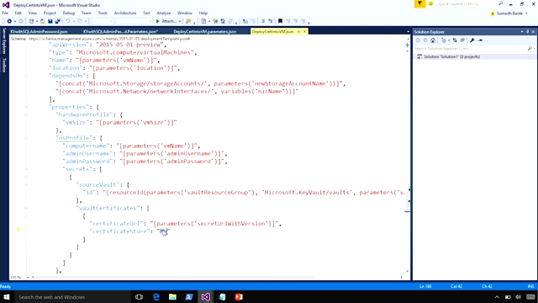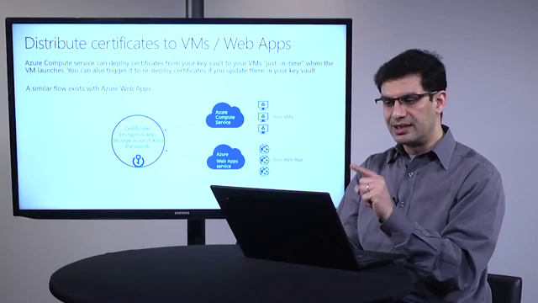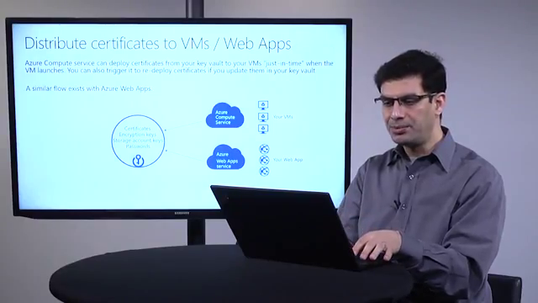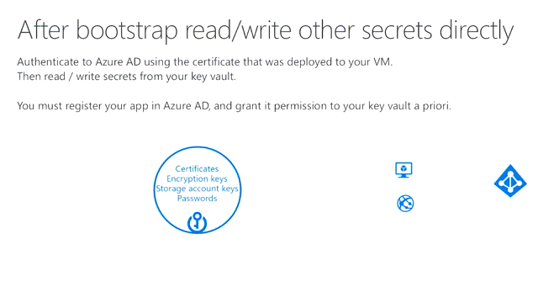So when the VM comes up, you'll find this. In this case, it's a Windows VM, and this certificate gets deposited in a certificate store. This might as well have been a Linux VM, and there is syntax here to say where exactly to deposit it on the Linux VM, on the hard drive. There is a similar syntax for Azure Web Apps. Let's go to the third flow.